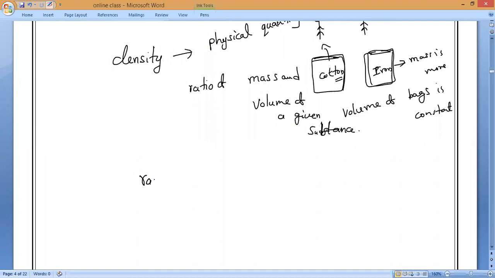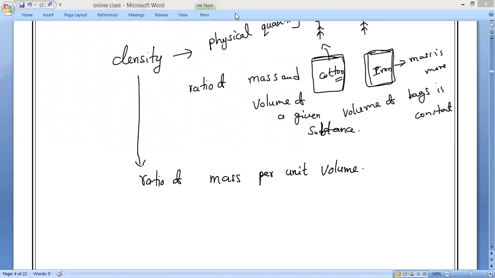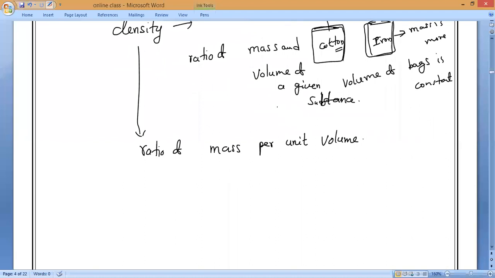Density means the ratio of mass per unit volume. Mass per unit volume is called density. So, I will write the formula of density. Anybody can tell me the density formula? Density is equal to mass per volume, equal to mass divided by volume. Mass by volume, we can say. Understand, everybody?